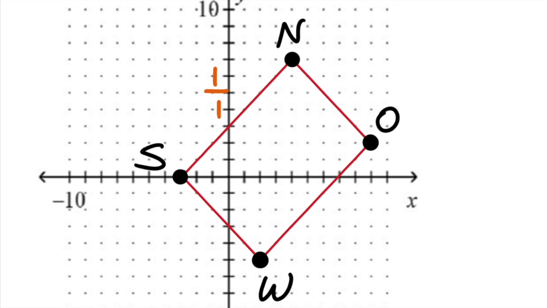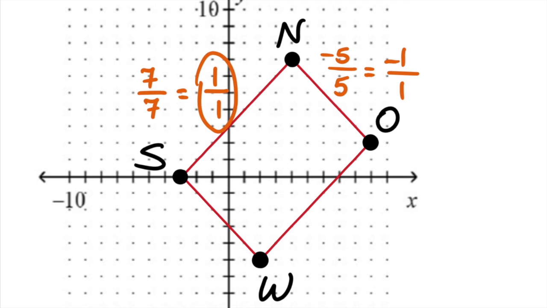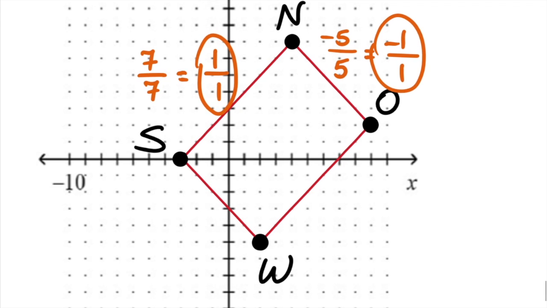Then we're just going to move around the other sides. Going from N to O, I'm going 1, 2, 3, 4, 5 down. So that's negative 5. 1, 2, 3, 4, 5 over. So negative 5, and then we went over 5. That's the same thing as negative 1 over 1, because we can reduce that all the way down just like we did with the 7s. Actually, let's leave that 7 over 7 up. Not going to hurt anything. So this had a slope of positive 1 over 1. This had negative 1 over 1. We'll figure out the other ones real quick.